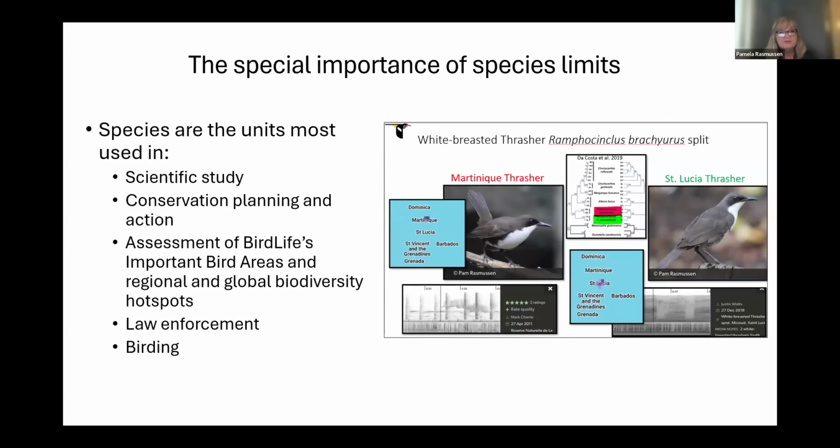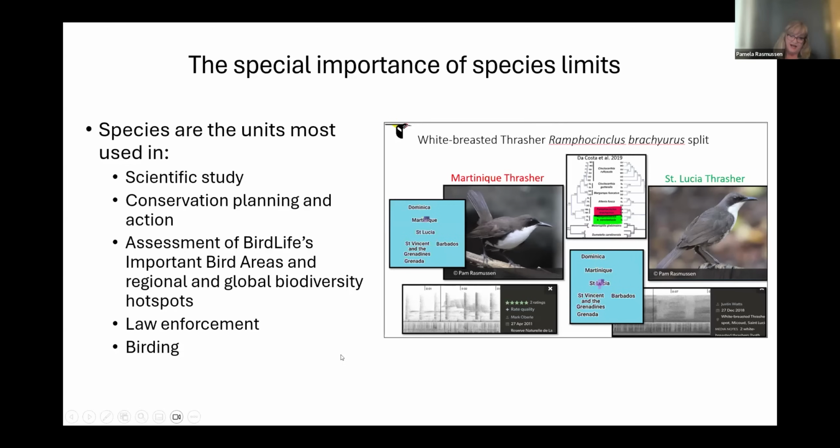Well, I think most of you are probably especially interested in species, like which species are going to be lumped and which species are going to be split. That's our experience, that that's what people are most interested in. But why is that? Well, species are the units that are most used in scientific study. Some studies may be based on population, some studies may be based on genera or families, but most are based on species.